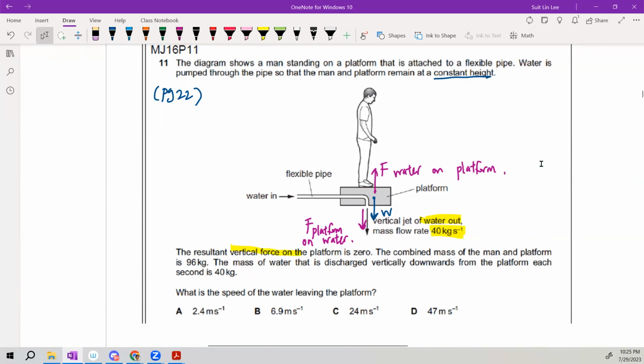Okay, so we want to find what is the speed of the water leaving the platform. Okay, so I know my force here is vertical, so I can say force of water on platform must be equal to the weight.